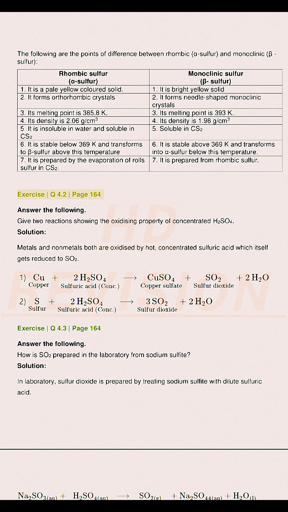Exercise Q 4.2, page 164. Answer the following. Give 2 reactions showing the oxidizing property of concentrated H2SO4. Solution. Metals and nonmetals both are oxidized by hot, concentrated sulfuric acid, which itself gets reduced to SO2. Exercise Q 4.3, page 164. Answer the following. How is SO2 prepared in the laboratory from sodium sulfite? Solution. In the laboratory, sulfur dioxide is prepared by treating sodium sulfite with dilute sulfuric acid.